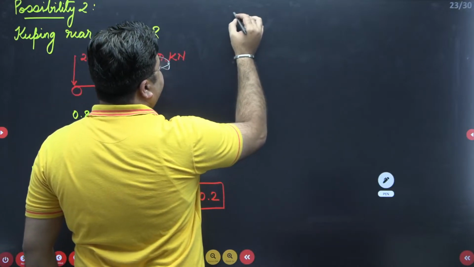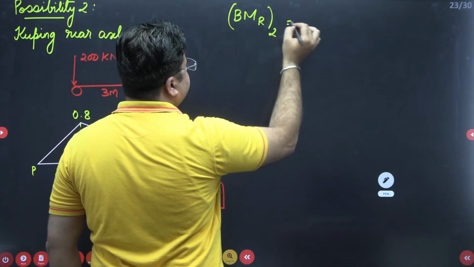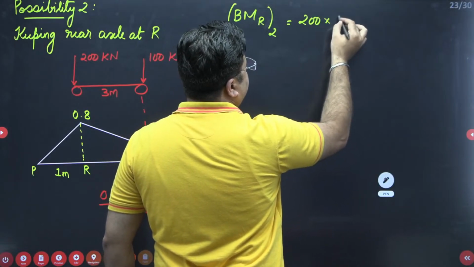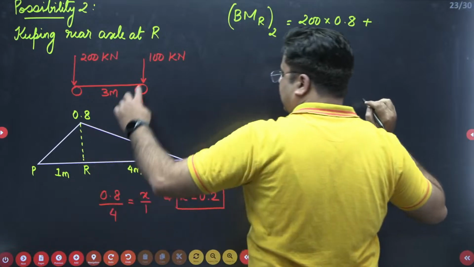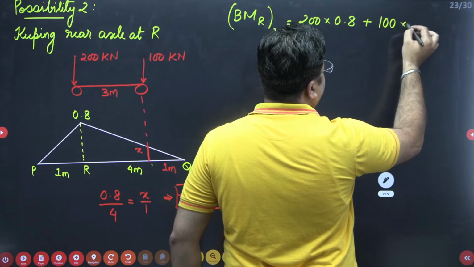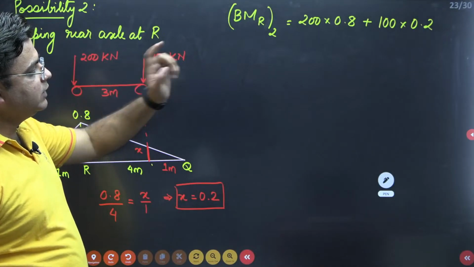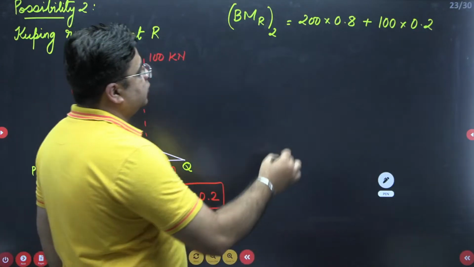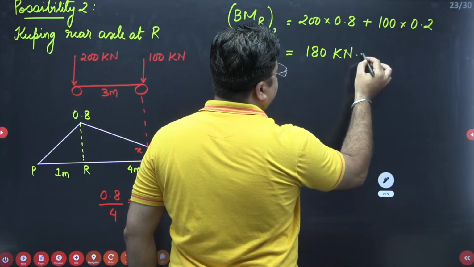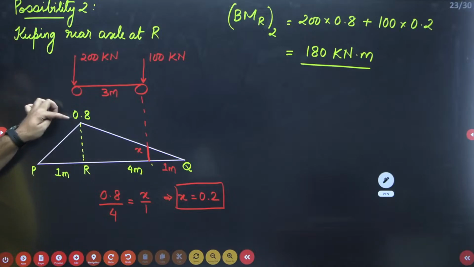R. So bending moment at R for second possibility is equal to 200 into 0.8 plus 100 into x, and x is 0.2. So this is 100 into 0.2. Calculate this and tell me. So 200 into 0.8 will be 160 and that is 20. So this will come out to be 180 kilonewton meter. So this is your bending moment at R when you have placed the rear axle at R, right?